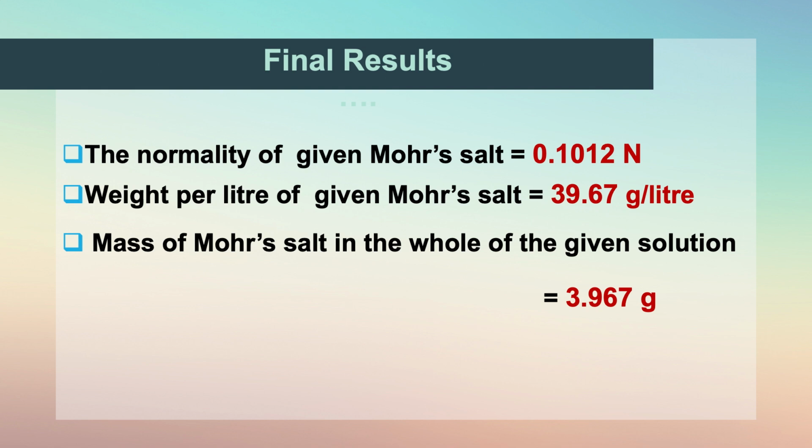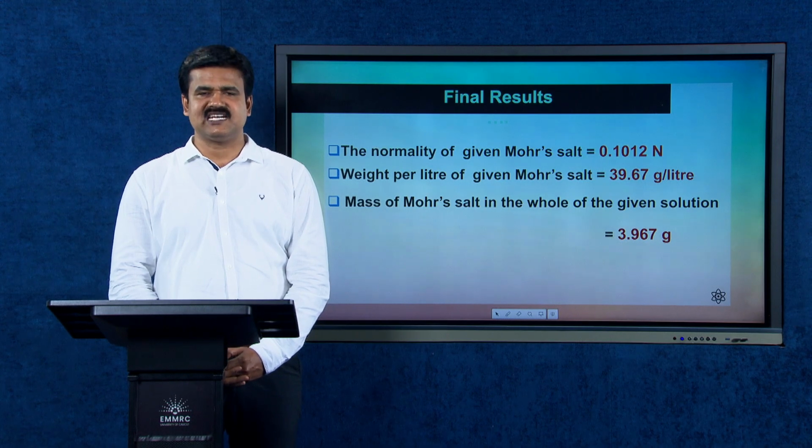The normality of the given Mohr salt is equal to 0.1012 normal. The weight per liter of the given Mohr salt solution is 39.67 gram per liter, and finally the mass of Mohr salt in the whole of the given solution will be equal to 3.967 gram. That is all about the present experiment.